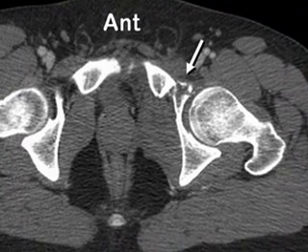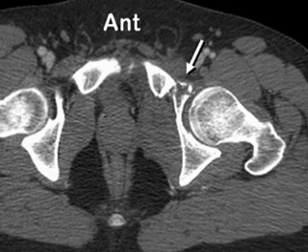This is an example of a fracture through the anterior column. The white arrow is pointing to a fracture in the pubic bone.